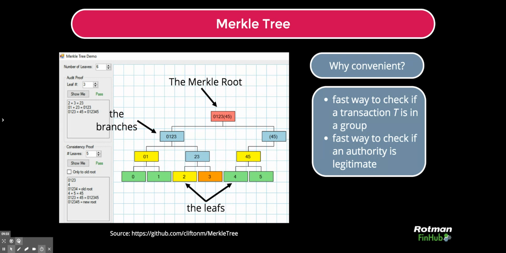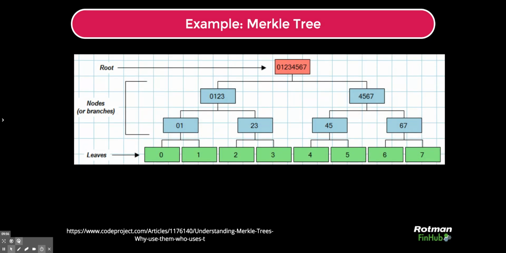All right. So now how is this, and why is this convenient? It is a fast way to check whether a transaction T would be part of a particular group. In particular, this is a very convenient and fast way to check if the person that you ask for the information of whether or not your transaction is in a group is actually legitimate, because they need to have the right information for you. So here's how this works.